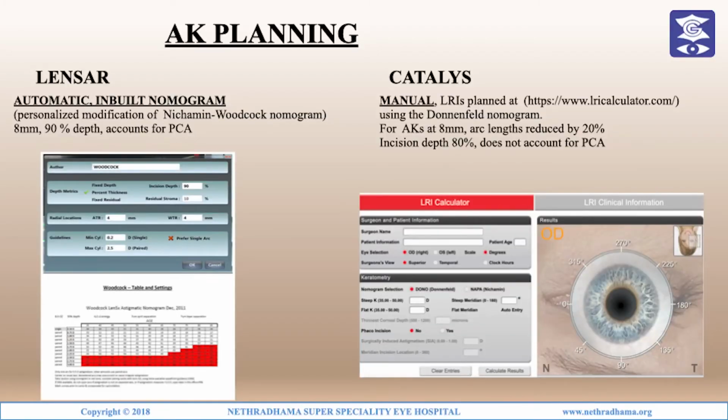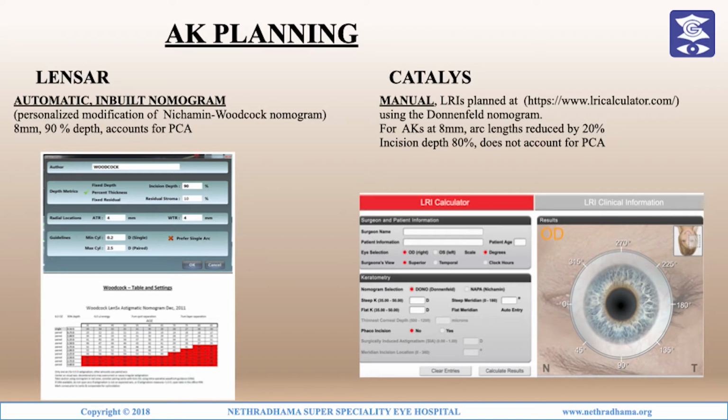Next slide. So the AK planning in the LENSAR is automatic. There is an inbuilt nomogram. Already the previous speaker has spoken about it. So we get at 8 millimeter zone, 90% depth. And this nomogram, the Nichamin Woodcock nomogram, accounts for the posterior corneal astigmatism also.